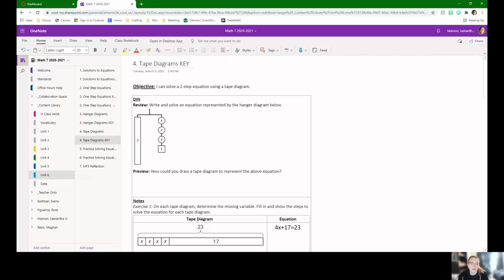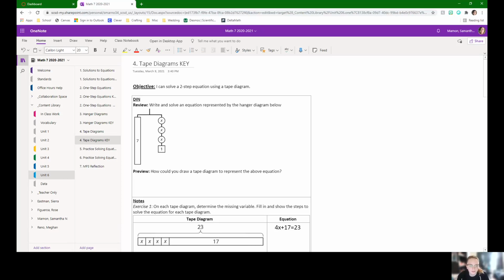Hey scholars, it's Ms. Marnon, so I'm on Unit 6, page 4, and we're going to learn about tape diagrams today to solve two-step equations. So our objective today is: I can solve a two-step equation using a tape diagram. For our review for the DIN, write and solve an equation represented by the hanger diagram below.